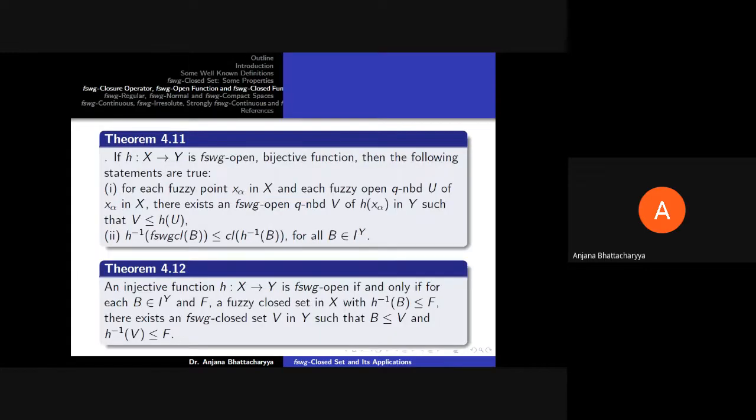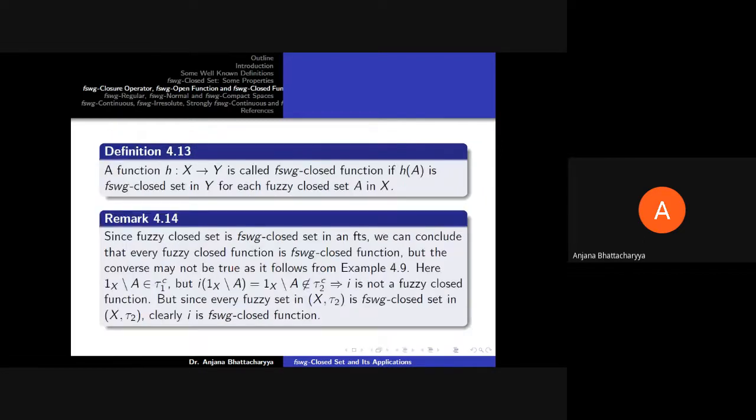This is just a one-sided result. This is another characterization of this function. Now we define FSWG closed function. A function h: X to Y is called FSWG closed if the image of a fuzzy closed set is FSWG closed. So we can conclude that a fuzzy closed function is FSWG closed, but not conversely, which follows from this example.